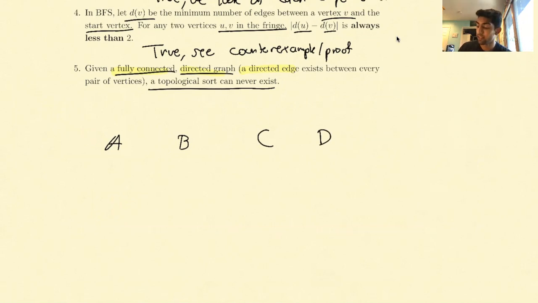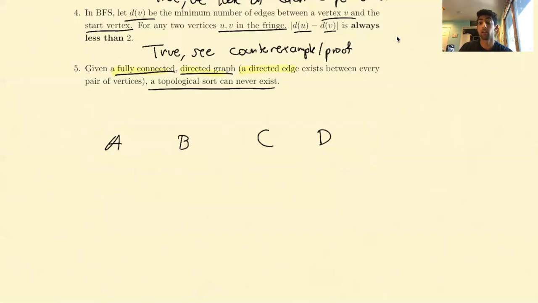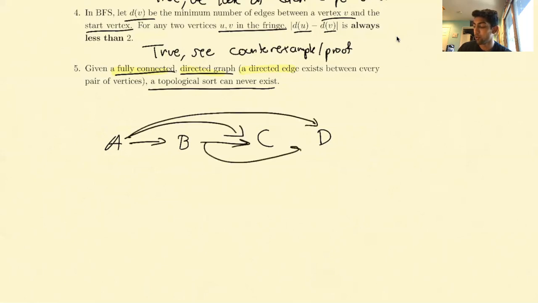Let's say that we have this graph right here, and between every pair of vertices, we create an edge going from the left to the right. What we see in this counterexample is that between every pair of vertices, there's an edge that goes from the one earlier in the alphabet to the one later. Because of that, we fulfill the criteria that it's fully connected, it's directed, and an edge exists between each pair of vertices, and we can see that a topological sort exists, because all of the edges go from left to right.